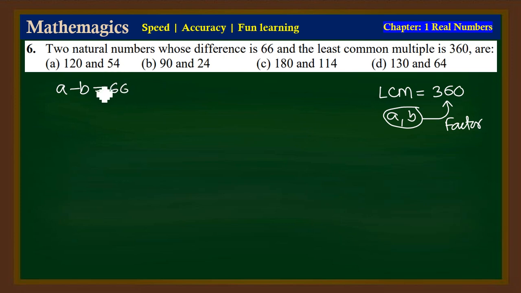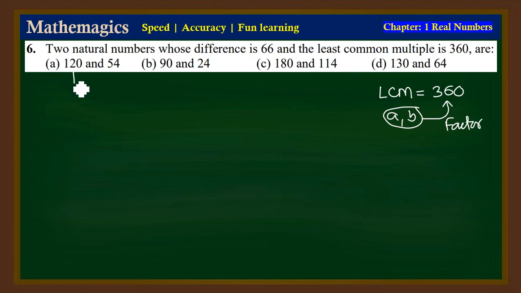So we are going to use the hit and trial method. In the first case, the difference is 120 minus 54, which is equal to 66. 90 minus 24 is again 66. 180 minus 114, again the difference is 66, and in the third case again the difference is 66. It means in all the cases the difference is coming 66. Now we are going to understand in which case we will find the correct answer. So let me discuss here.